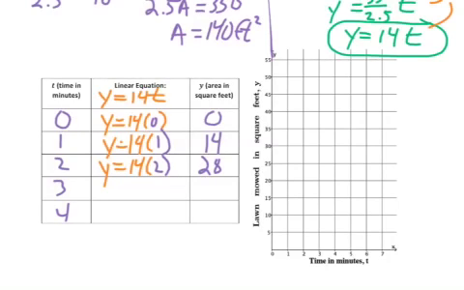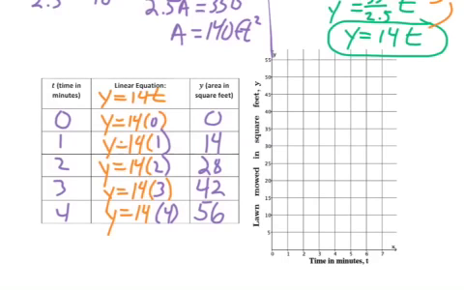And continue on. I'm just going to go ahead and write. You guys can write as well. And finally, the last one. That's going to be 56.